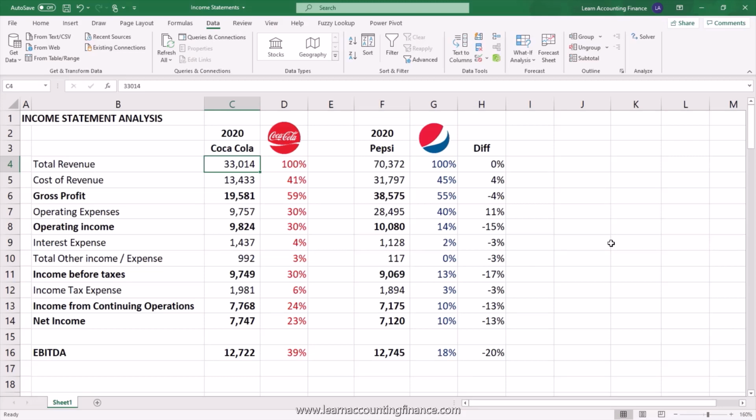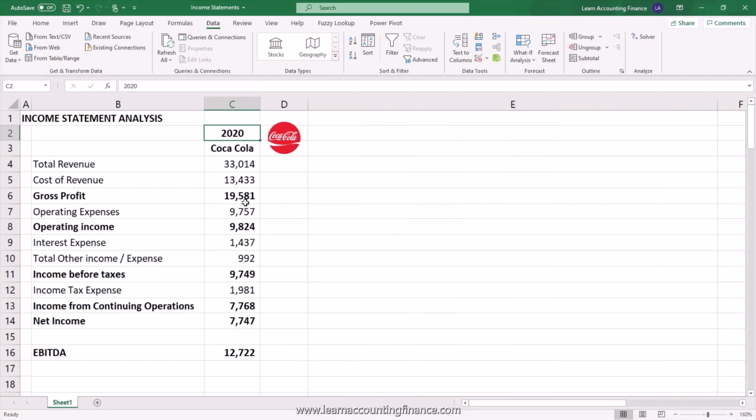Hello, in this video I'm going to perform a vertical income statement analysis of two of my favorite childhood product companies, Coca Cola and Pepsi. We'll learn how to perform a vertical analysis or common size analysis, and compare the actual income statements for the year ended 2020 for Coca Cola and Pepsi. My source is Yahoo Finance.